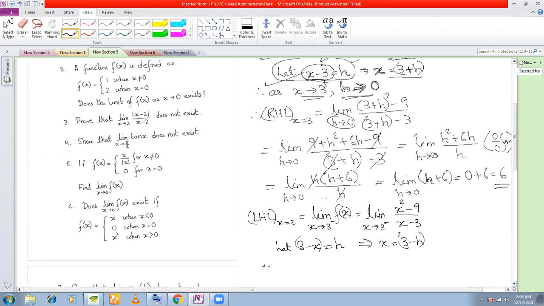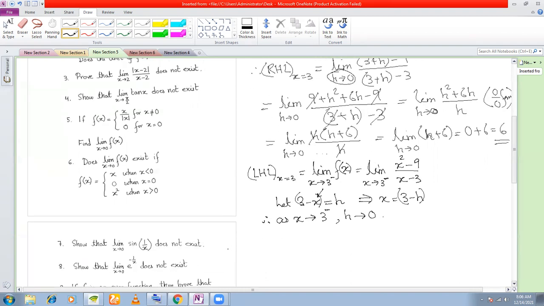Therefore, if 3 minus x is equal to h, what can you say? As x tends to 3 minus, that is, as this x is very close to 3 from values that are lesser than 3, then you can say that h must tend to 0. h is very close to 0. Therefore, what can we say about the left-hand limit? You change everything in terms of h. So you get limit x tends to 3 minus, I change this to h tends to 0, and instead of x, I substitute 3 minus h.